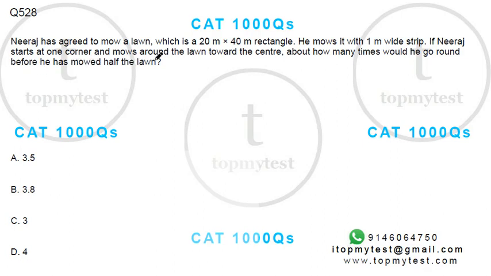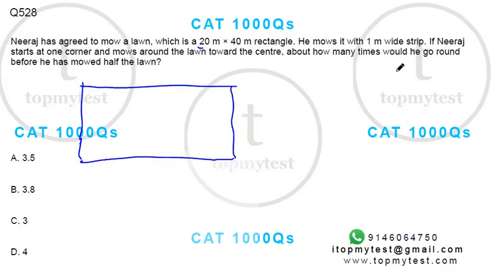Neeraj has to mow a lawn which is 20 cross 40. He mows a 1 meter wide strip. If Neeraj starts from one corner and moves around towards the center, how many times should he go around before he has mowed half the lawn? So he'll go like this, then he will start from here and so on. He'll mow like this. Now each time he mows a strip of 1 meter.